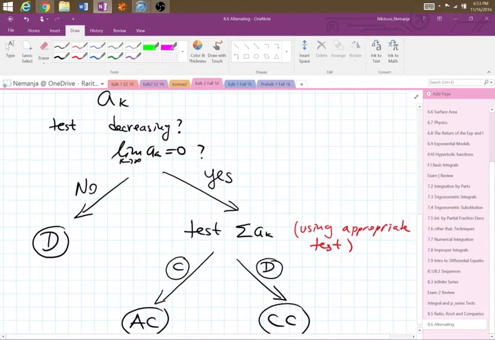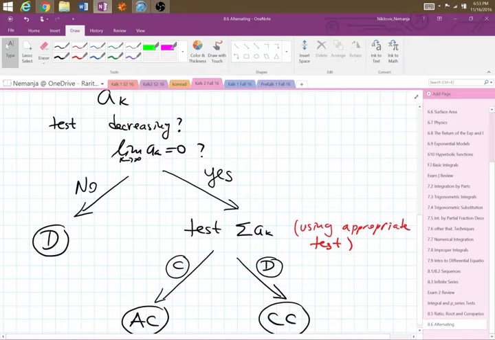So this is like a tree diagram, pathway, algorithm, whatever you want to call it. So you're starting with the series of (-1)^k a_k. You isolate a_k. You check these two conditions. If any of the two conditions fails, you are in the divergent track, you're done. But if they both pass, you are in a convergent track. And then you check the summation of a_k without the alternating piece. If that one converges, you have absolute convergence. If that's a divergence, you have conditional convergence.